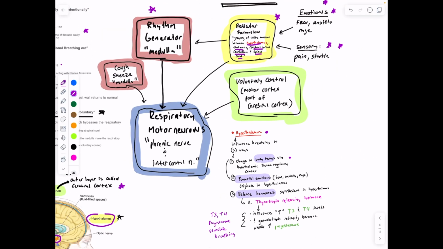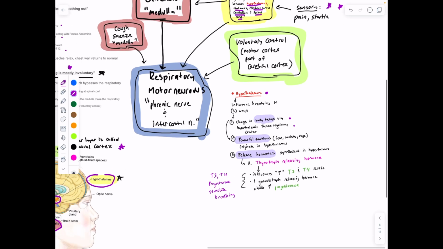The first is by changing body temperature through the hypothalamic thermoregulatory center. And then the second is, powerful emotions, fear, anxiety, rage will cause an increase in breathing. Right? If your body temperature is too hot, you can breathe more to cool off, right? We see this in panting in dogs a lot, right? But the same mechanism works for people.